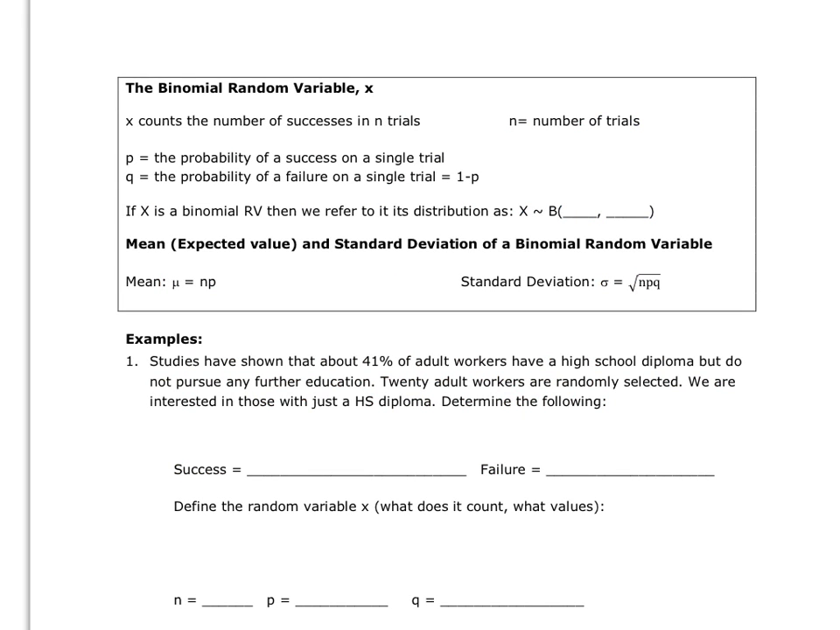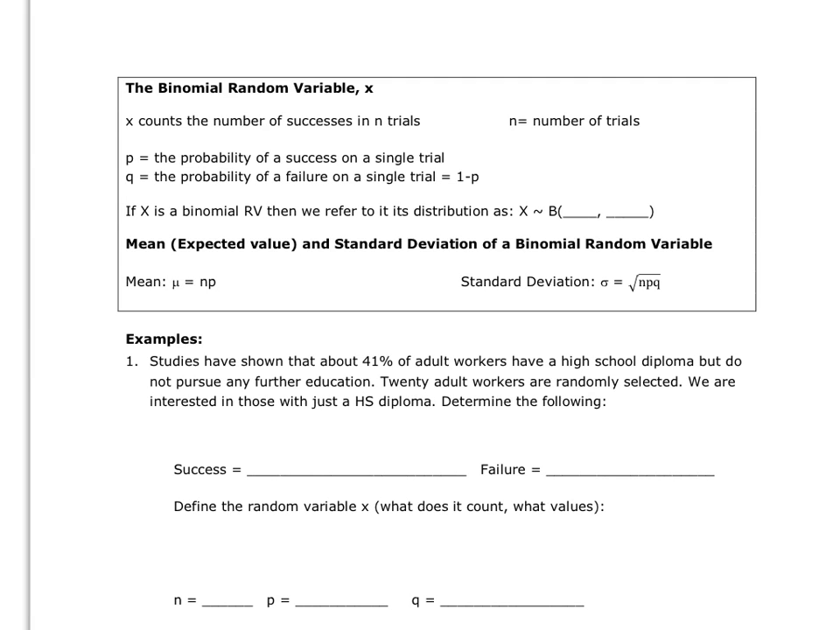Okay, so the binomial random variable counts the number of successes in n trials. So let's define a few more things specifically. We've got n, the number of trials; p, the probability of success on a single trial; and q, the probability of a failure. And we can get that by subtracting p from 1.